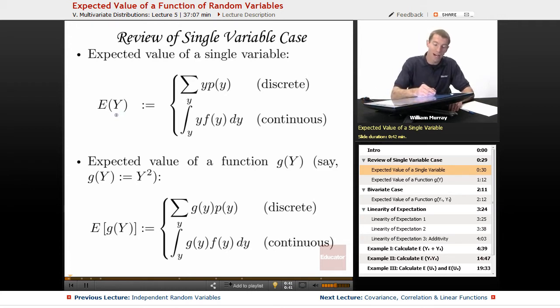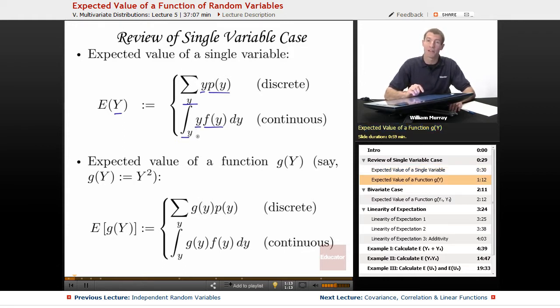The expected value of a variable, remember if it's a discrete variable, what you do is you sum up over all the possible values of the variable, and then you just have y by itself times the probability of that particular value of y. And then the analogous definition for the continuous case is that instead of summing, you take an integral, and instead of p of y, you have f of y, which is the density function, but you still have this y multiplied on it.